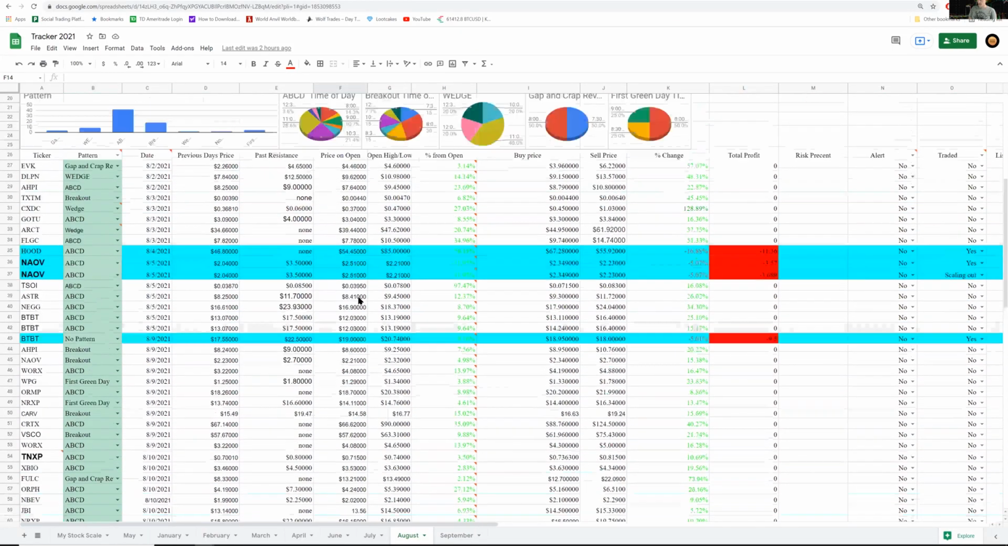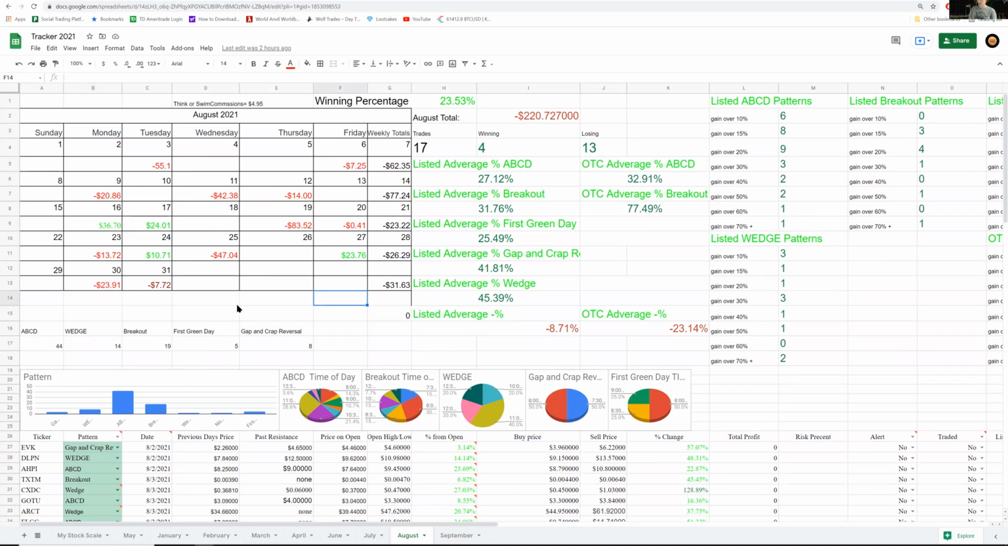Some of the things I've been focusing on going forward: I wanted to find out which pattern I've been tracking presents itself most often in the market. Because I'm a probabilistic trader, I want to go for the one with the highest probability of forming and the highest probability of working out in my favor.